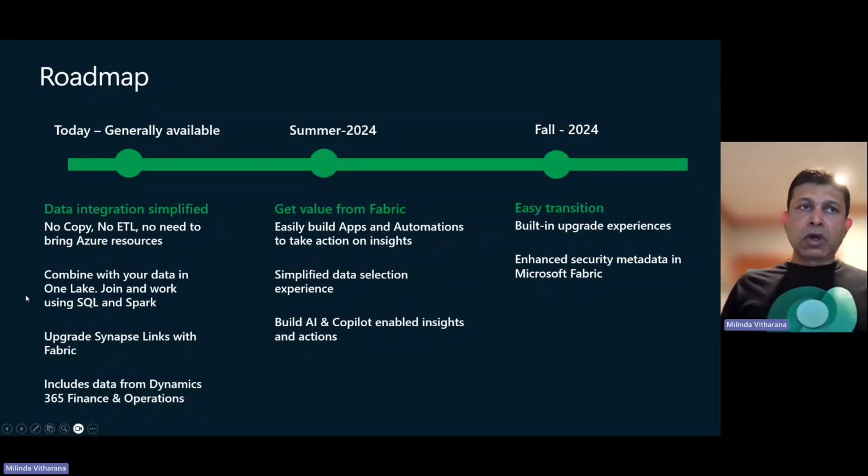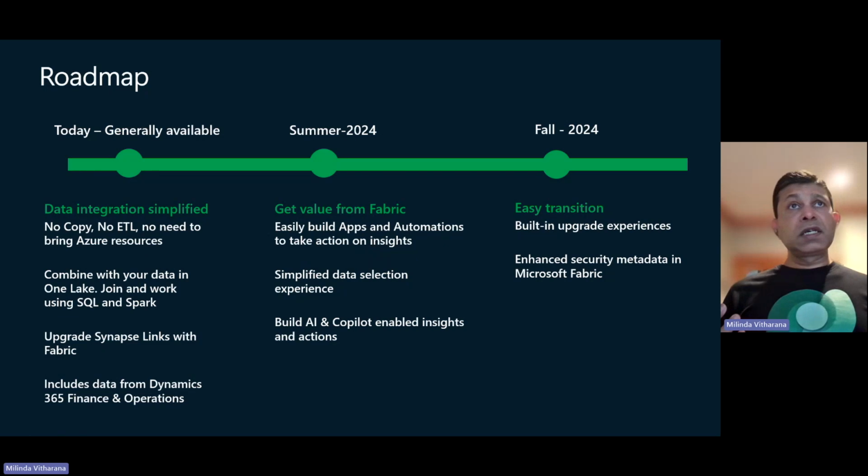So if you look at our longer term roadmap, essentially what we have done is to make Link to Fabric and Synapse Link with Delta Parquet generally available. So you have the ability to onboard these services quickly. Essentially, if you want to leverage the Fabric Link feature, you can use the no copy, no ETL capability. And with Fabric, with all these workloads, you have the ability to combine your data from Dynamics, from Power Apps with your own data. And we've also made it super easy for you to upgrade from your existing services into Synapse Link and Fabric Link.